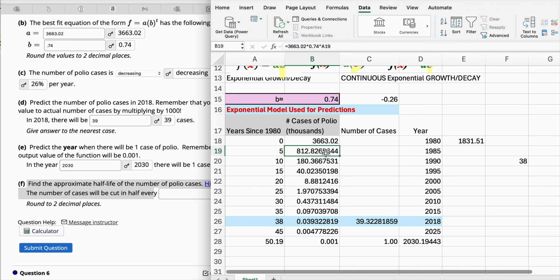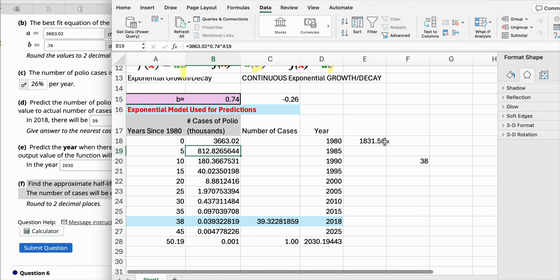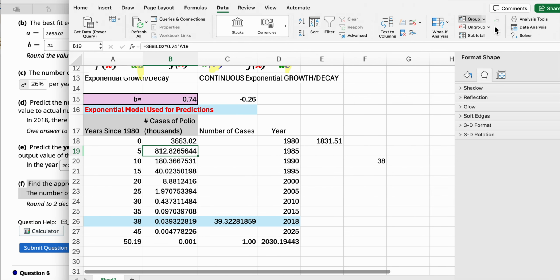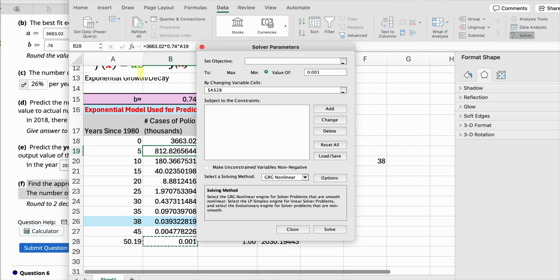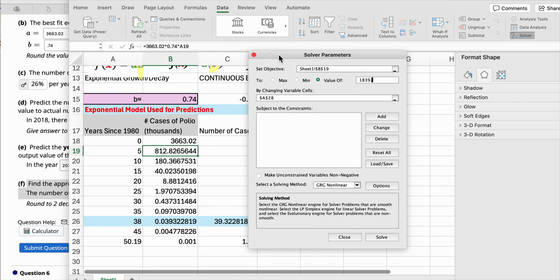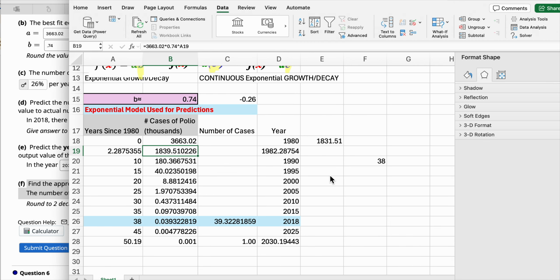So what I'm going to do is that's an output. So I'm going to use Solver. I'm going to force this cell here that is closest, B12, to equal 1831.51. So I'm going to do Data, Solver. I want to force cell B19 to equal a value of 1831.51. And I want to put the result right next to it right here. Okay, and I want to solve. Okay.